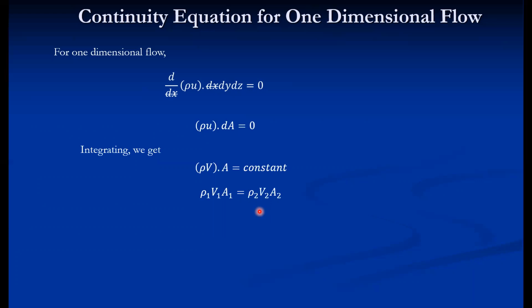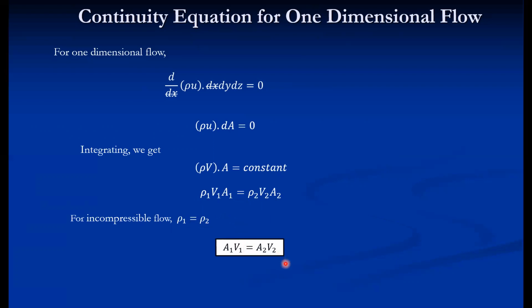Suppose condition 1 is at the inlet and condition 2 is at the outlet, then we can say that the mass entering the control volume at the entry is equal to the mass leaving the control volume. This equation we can use for compressible flow as well. But for incompressible flow, the density remains the same, so rho 1 is equal to rho 2. So the equation can be reduced to A1 v1 equal to A2 v2.